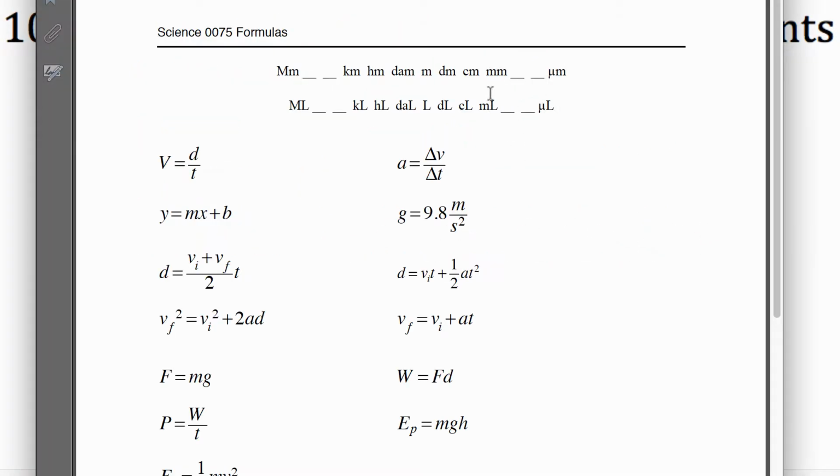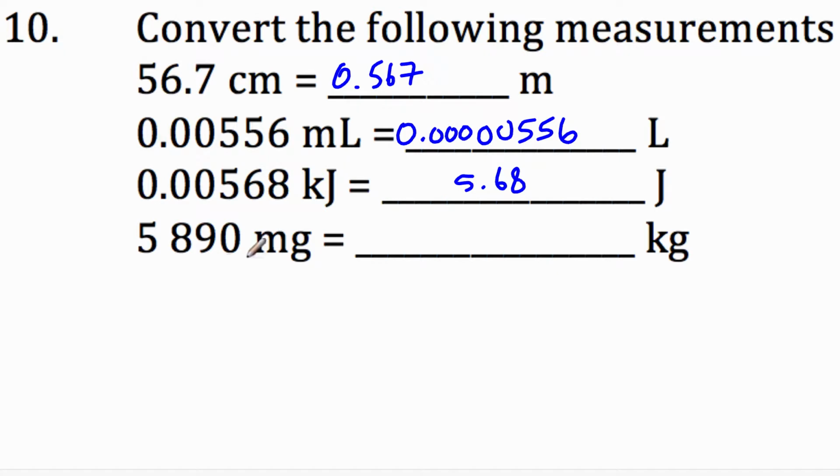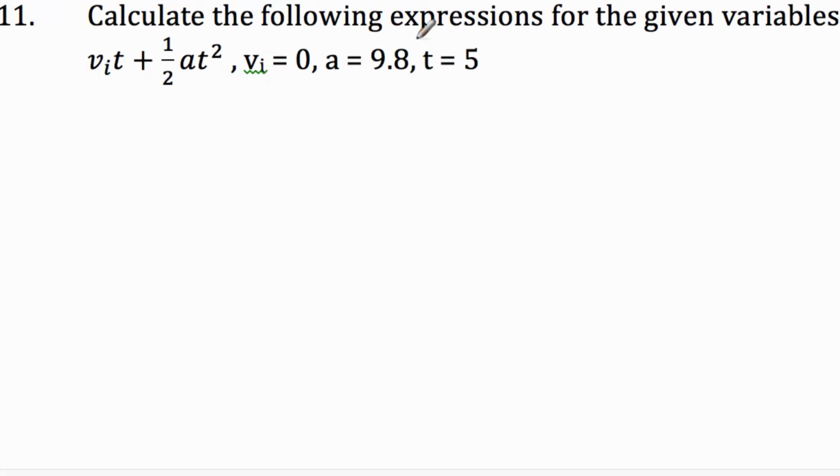Milligrams would be down here to kilograms. 1, 2, 3, 4, 5, 6 to the left. So I have to take this, and the decimal would be assumed to be here, 6 to the left. So it would be 4 to get past that, and another 2 zeros. So 0 decimal 0.05890 kilograms.